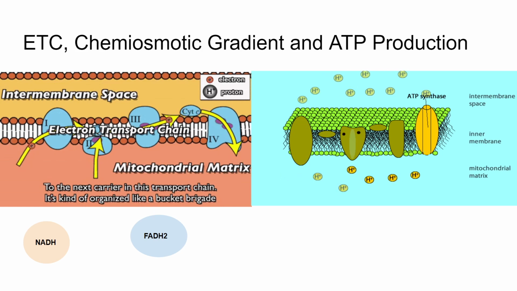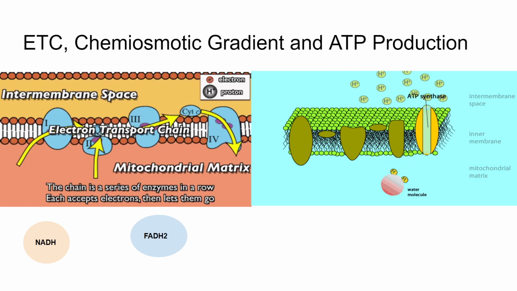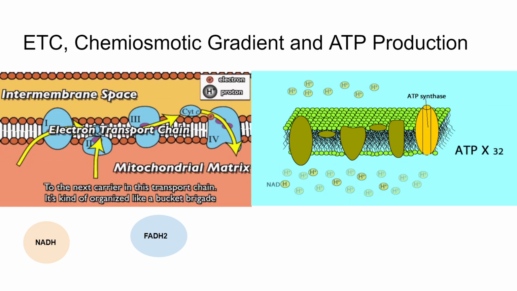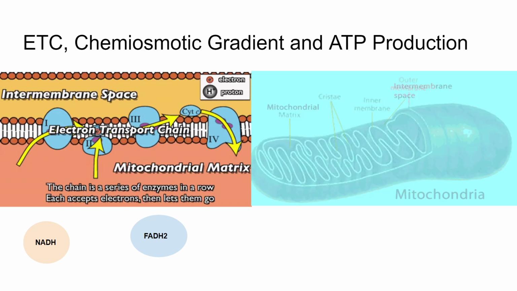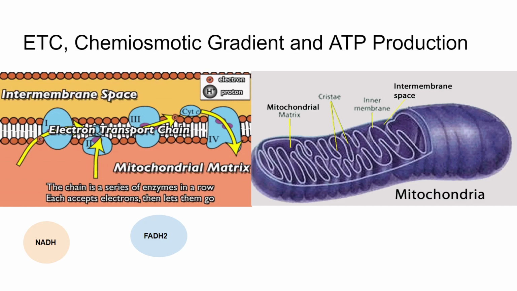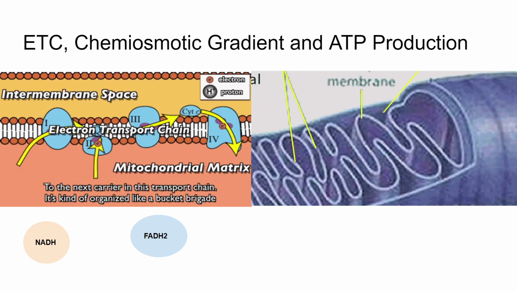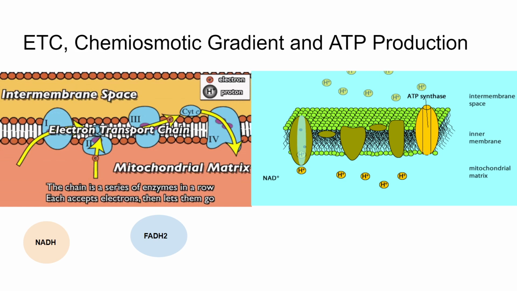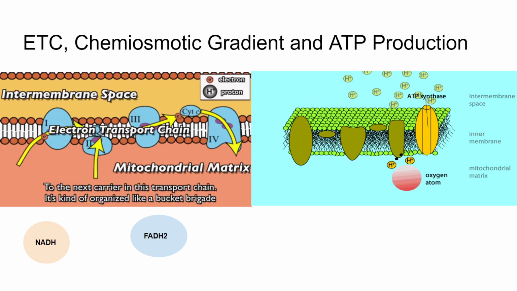Complexes 1 and 2 then transfer the electrons to a small mobile electron carrier called ubiquinone, or Q for short, which transforms into QH2, which delivers the electrons to complex 3 that pumps more protons. Then the electrons are transferred by another mobile carrier called cytochrome C, or Cyt C, to complex 4, which also pumps more protons. Finally, molecular oxygen is split to form water.